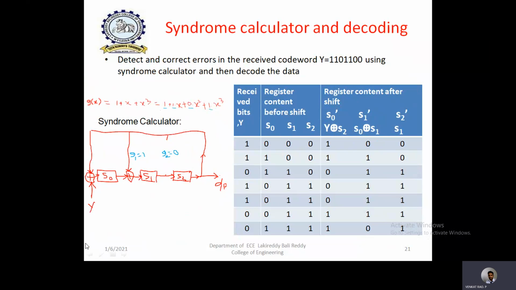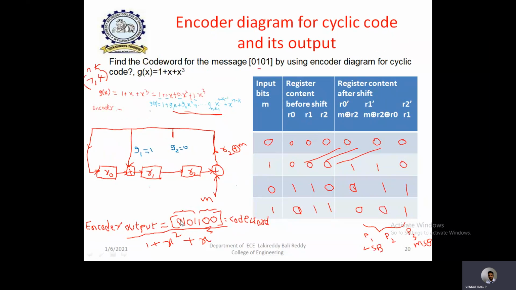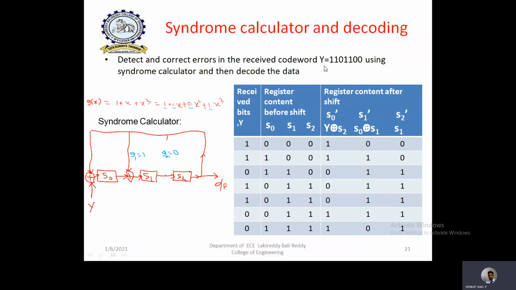For example, we need to detect and correct errors in the received code word. The received code word is given as 1101100. We can clearly observe in this received code word the first bit is in error, because the original code word is 0101100, so 0 is replaced with 1 here. We know that because we are giving it as an example. But without knowing that information, this syndrome calculator and decoding circuit should identify that there is an error in the first bit. Let us see how it is identified and how it is calculated.